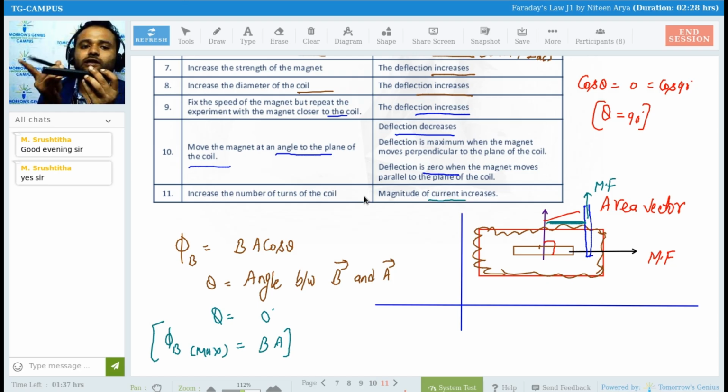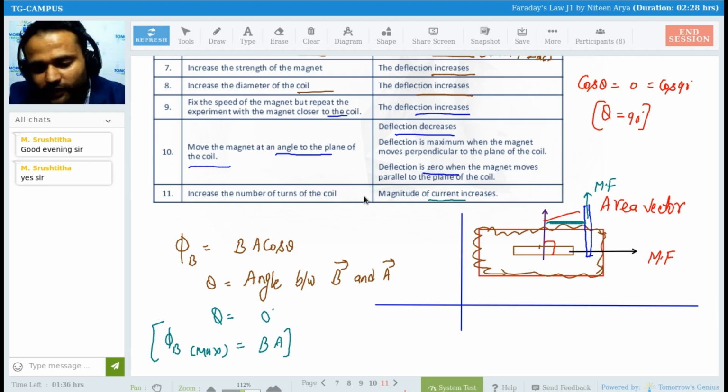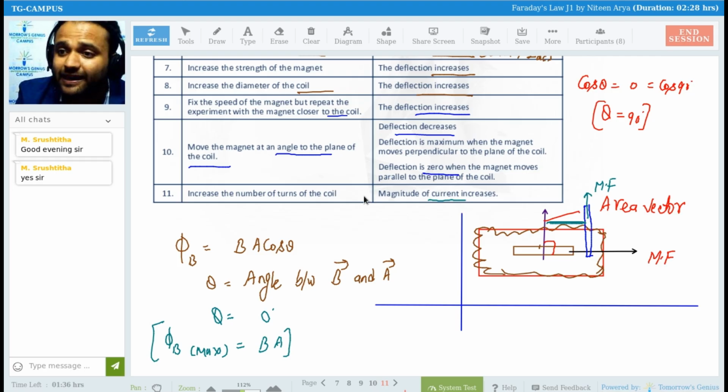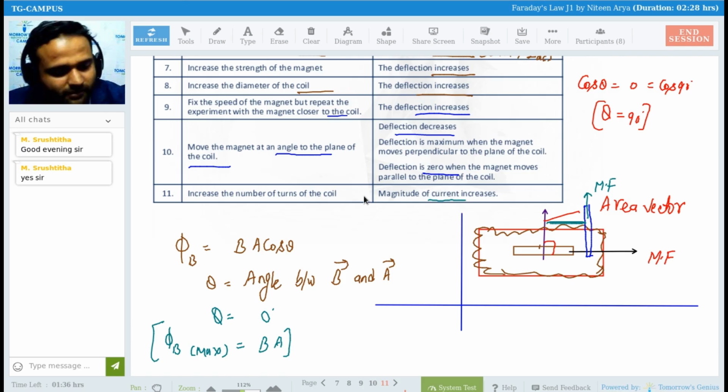And when it is going parallel to the plane, this is my area vector, and this is the plane. Now if I move my magnet in this direction, parallel to the plane, what happens? The area vector and magnetic field direction are going to be perpendicular. That is why this is written, because this single line can confuse you, even me sometimes.